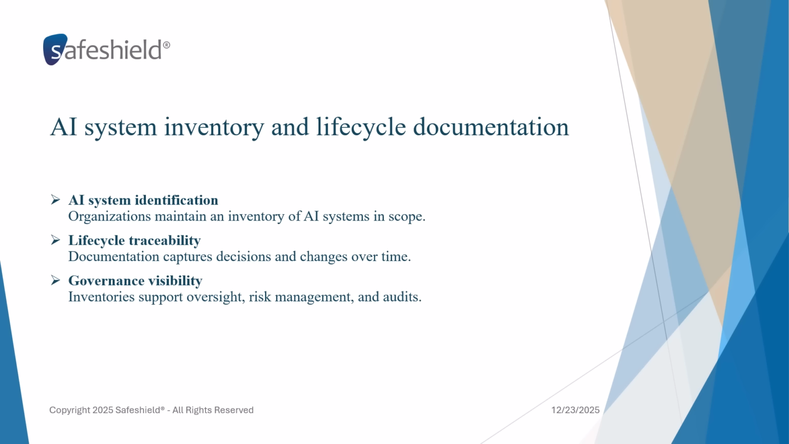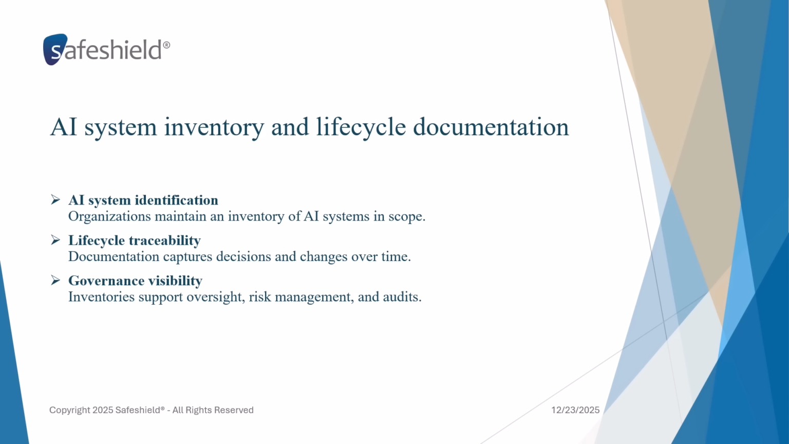The inventory should remain current and reflect systems in development, production, and retirement phases. Lifecycle documentation complements the inventory by capturing how decisions evolve over time. Documentation may include design assumptions, training and validation results, approval decisions, monitoring metrics, incident records, and retirement justifications. This information supports traceability and enables informed decision-making when systems are reviewed or audited.